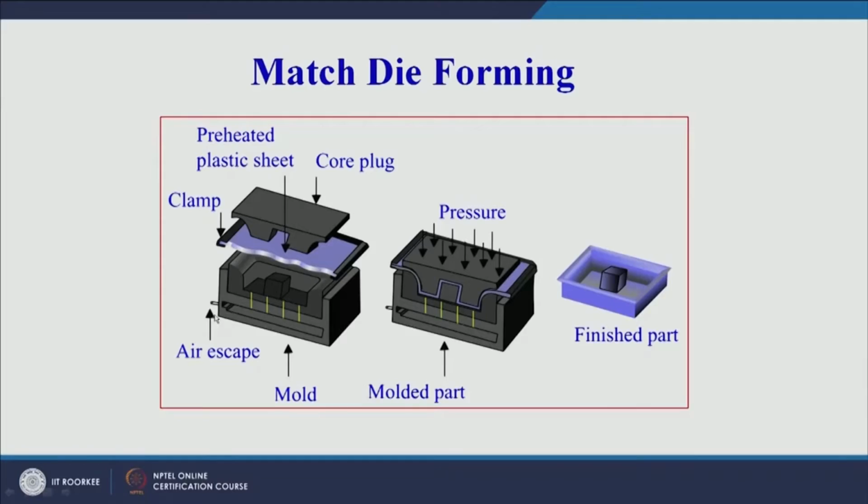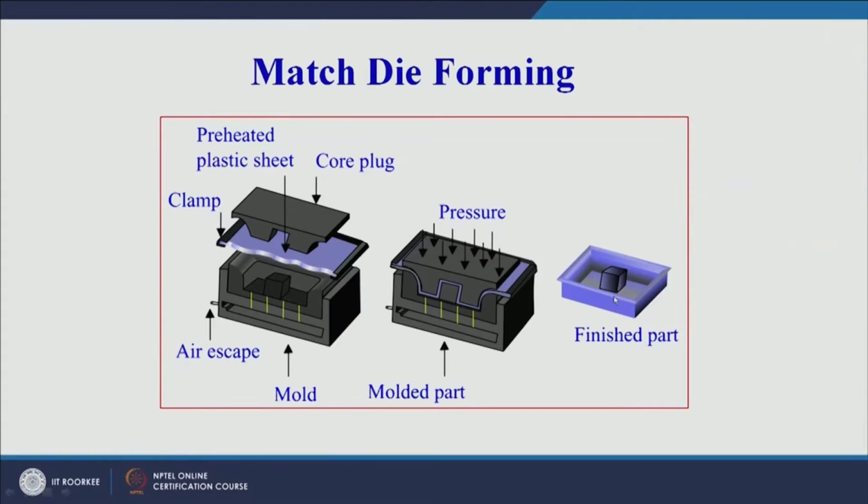Now this core plug is used to apply mechanical pressure on the sheet so that the sheet deforms as per the mold cavity. So here we have a core plug, preheated plastic sheet, clamping unit, then there is air escape, because once you are forcing the sheet against the mold wall, the air has to be released, whatever air is present inside the mold, and then we have a mold which is the final shape that we want to produce. So here we can see the mechanical pressure is applied. The core plug is used to push the thermoplastic sheet against the walls of the mold so that the sheet conforms to the shape of the mold cavity and we get our final product.